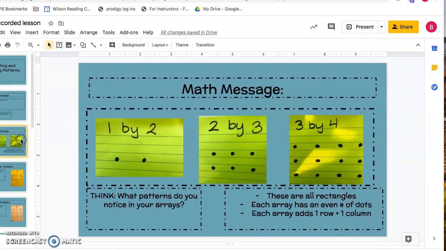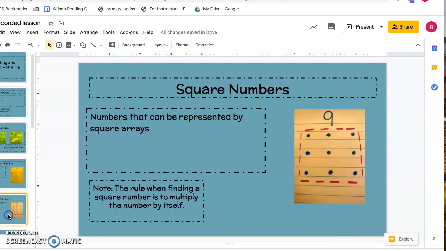So looking back here, when we increased from 2 to 6, we increased by a whole row and a whole column. There are also square numbers. Square numbers are numbers that can be represented by square arrays. So for example, 9 is a square number because 9 creates a square array. The rule that we use when finding square numbers is to multiply the number by itself.